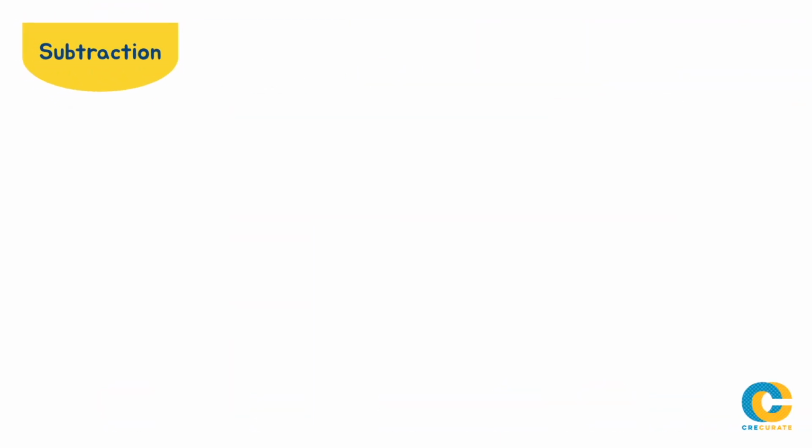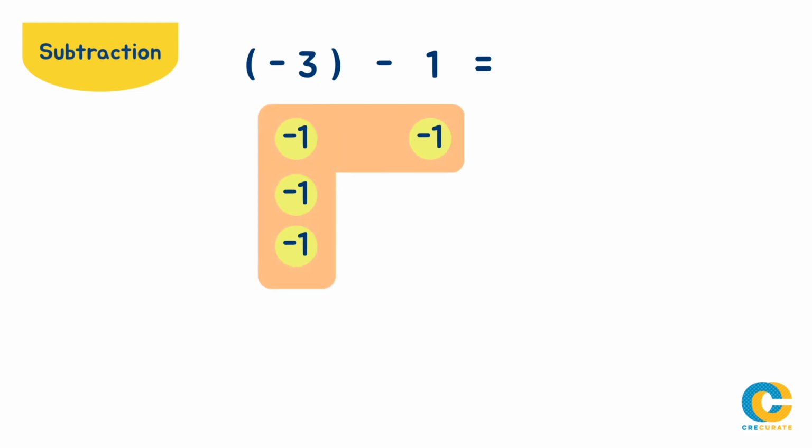Now let us look at subtraction. To subtract 1 from negative 3, we first represent negative 3 as 3 negative ones. Subtracting 1 is the same as taking away 1, which we can view as a negative 1. This gives us a total of negative 4.